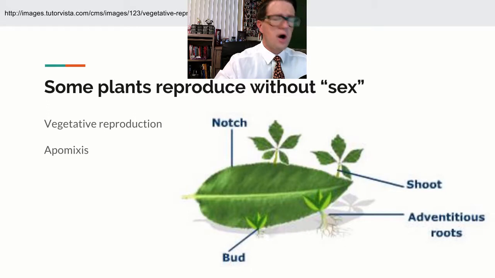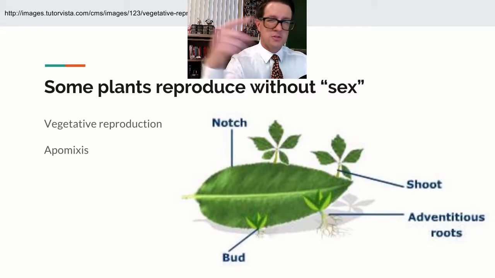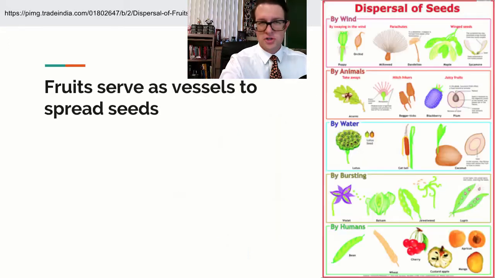Or there's this rather odd thing referred to as apomixis. Apomixis is basically where you make seeds or something seed-like, but that seed-like structure was not formed through the process that you make sperm and egg. So it's an asexual way of making a seed or a seed-like structure.